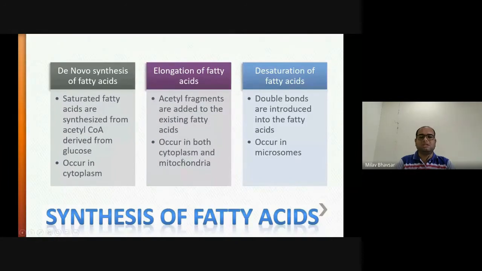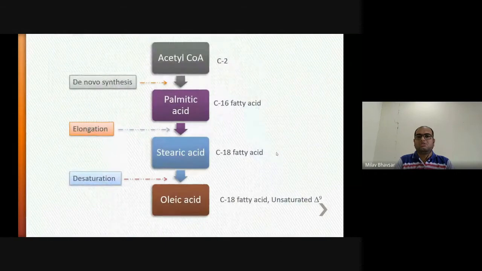Now, initially you generate the short chains of the fatty acid, then it can be elongated depending on the requirement. And this can happen both in cytoplasm as well as mitochondria. Desaturation, where we have to generate the double bond, occurs inside the microsomes only. So this is the overall picture. From acetyl coenzyme A, you generate the palmitic acid, that is de novo. Then if you require a longer fatty acid, you go for the elongation process, that is stearic acid. And if you want a double bond, then there is a desaturation process, that is creating the oleic acid.